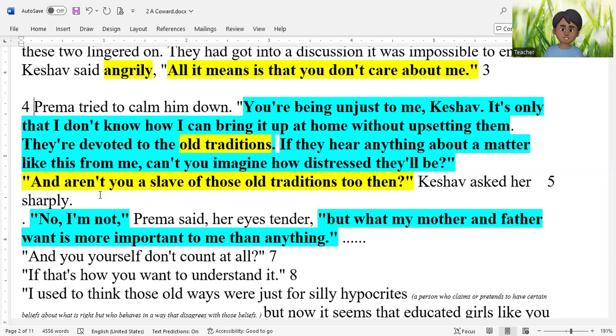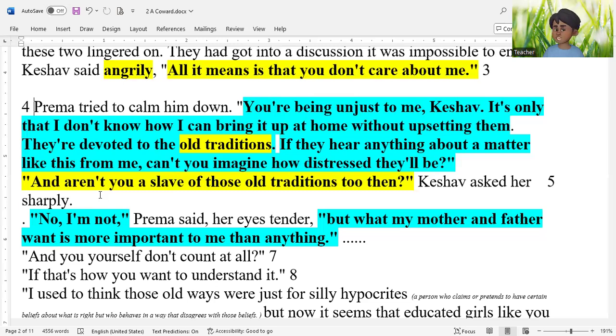Why? They are devoted to the old traditions. As I told you in paragraph 1, in this story there is a conflict between old traditions and new values. You can see here, Prema's parents follow old tradition. What does it mean? Prema's parents follow the caste system. "If they hear anything about a matter like this from me, can't you imagine how distressed they will be?"